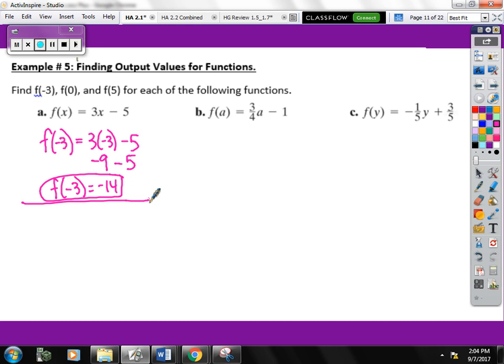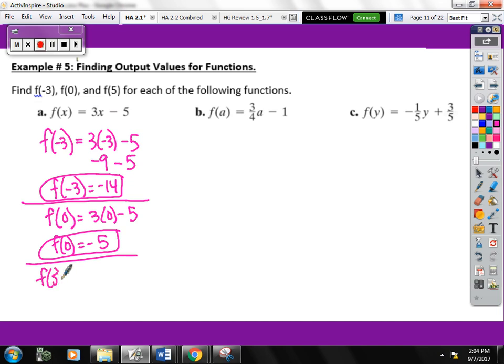Okay. We also have to plug in 0, so we'll do f of 0. This one we could probably do in our head. 3 times 0 is 0, minus 5 is negative 5. And lastly, they want us to plug in 5. So 3 times 5 is 15. 15 minus 5 is 10.